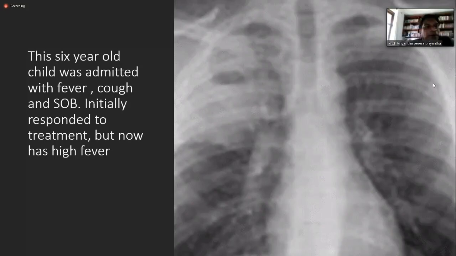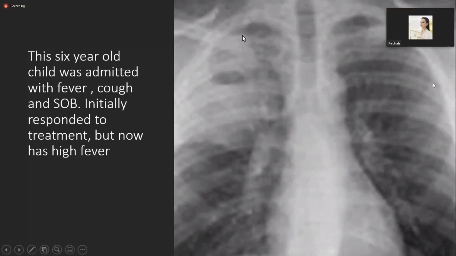So this is the X-ray from a 6-year-old child who was admitted with fever, cough, and shortness of breath. She initially responded to the antibiotics, but then started having high fever again. What is the diagnosis? Lung abscess at the upper zone of the right lung. Yeah, good. That's lung abscess, the right upper zone, right?